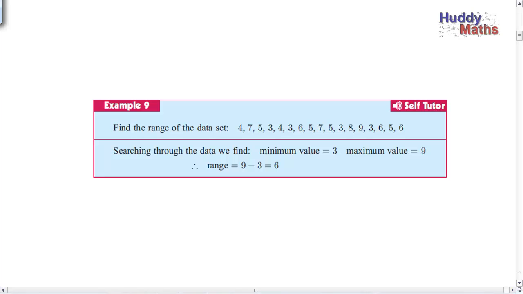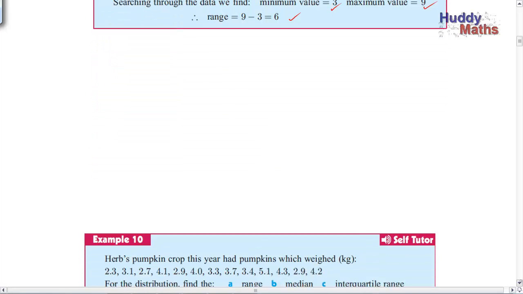Find the range of the data set there, searching through the data for the minimum value, maximum value, and taking it away. So that's fairly simple. For a data set like that, we probably don't need a calculator. Okay, we'll see a lot of use of the calculator in this presentation though. All right, what about another one?